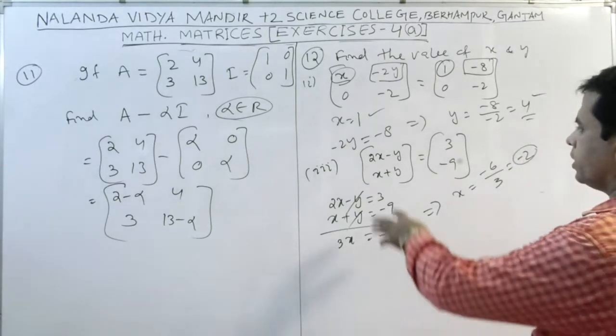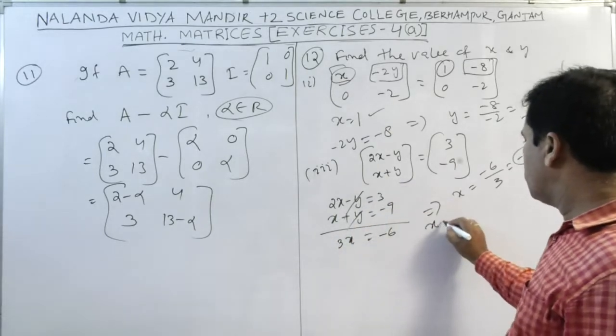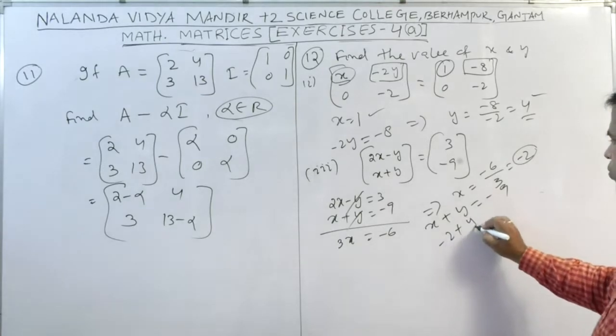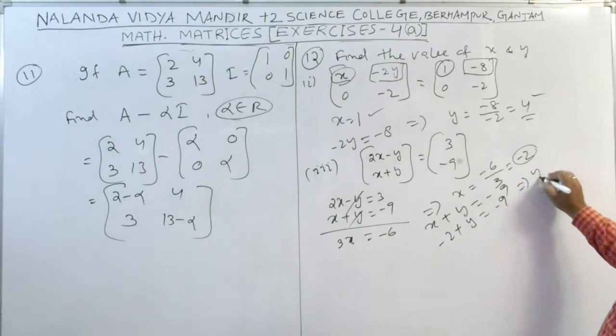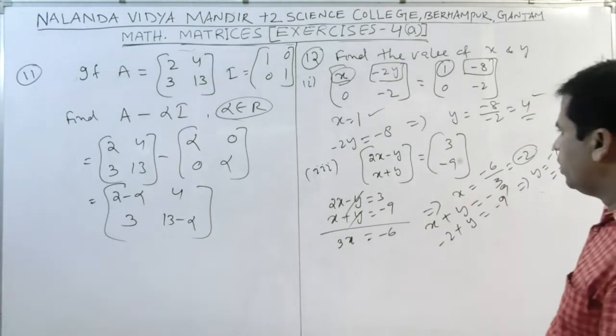Here x is equal to minus 2. Put the value of x in the equation x plus y is equal to minus 9. Therefore, minus 2 plus y is equal to minus 9. This implies y is equal to minus 9 plus 2, which is minus 7.